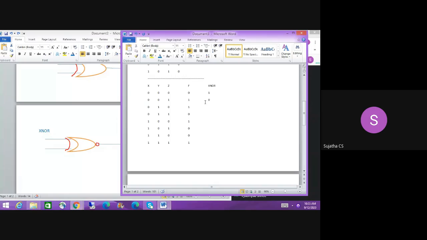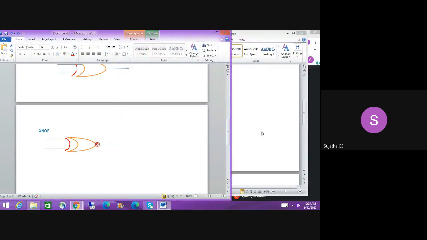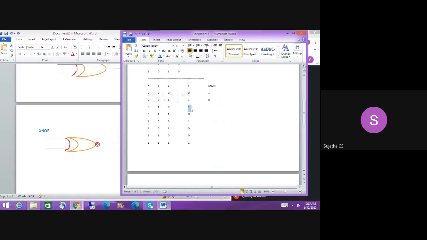Then the next possibility is 0, 1, 0. Which means my input possibilities are an odd number, right? Odd number, if you are using an XOR gate, you will get a high value. So apply the exclusive NOR gate. Just connect an inverter here, so what will you get? You will get the complement of this number. So what is the complement of this? You will get 0.